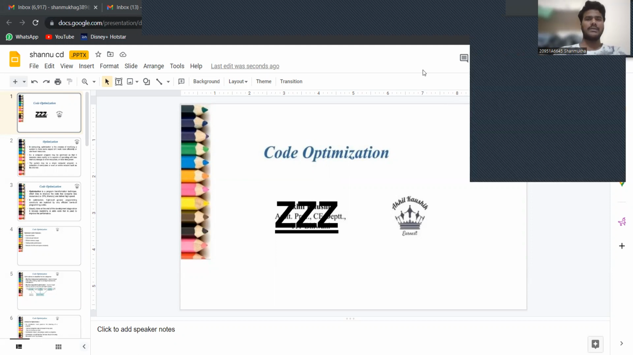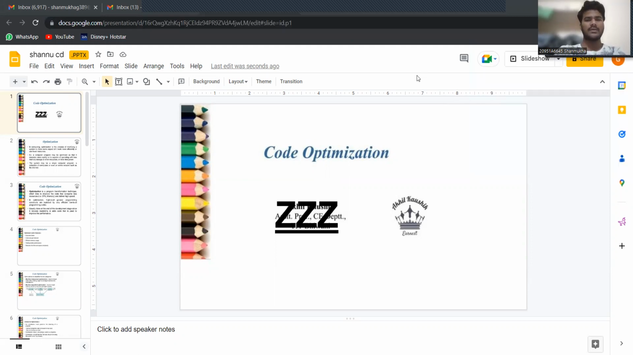This is G. Shanmuka, and today's topic is code optimization. Okay. Here, first of all, we need to know what is code. Code means a program, which is a set of instructions which we give to a system to be executed so that the system could work according to our requirement.